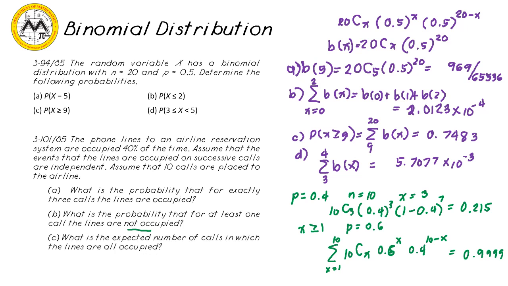What is the expected number of calls where the lines are all occupied? So the mean is the expectation. So that's np. There are 10 trials. The probability that it is occupied is 0.4. So from 10 trials, we expect 4 times that the line is occupied.